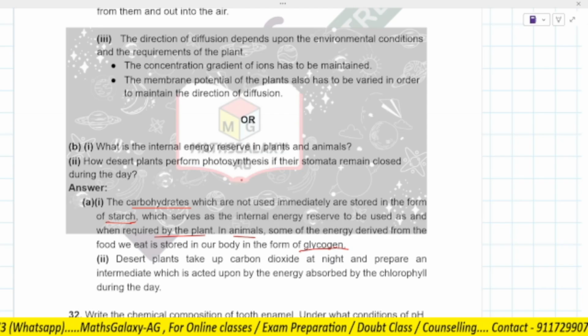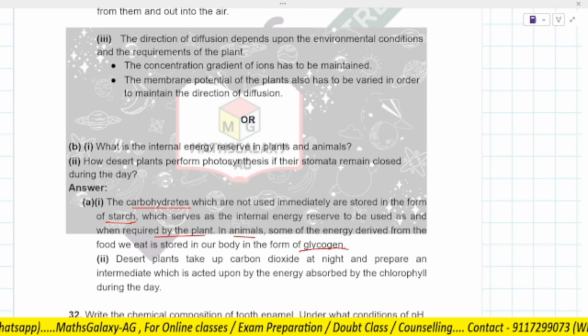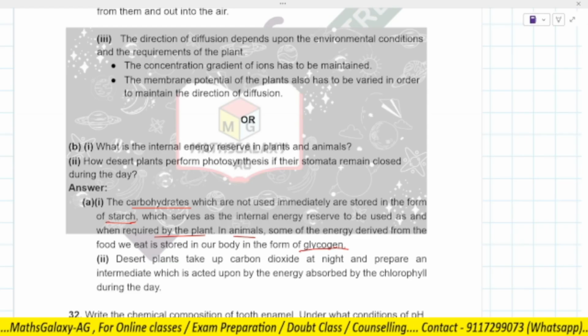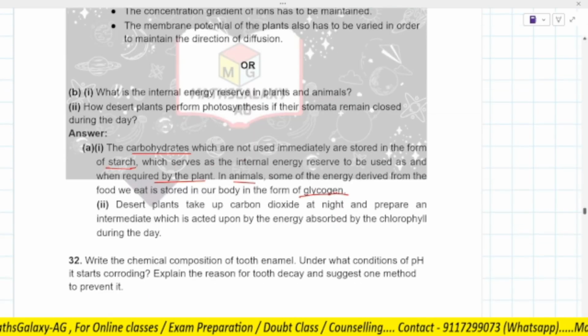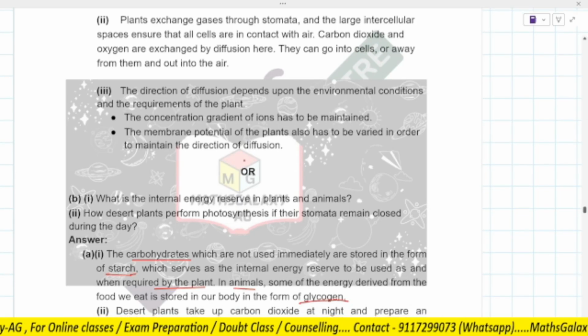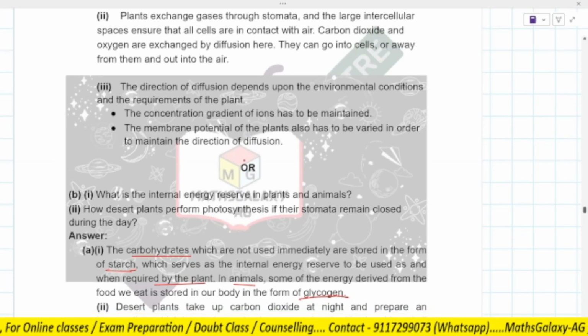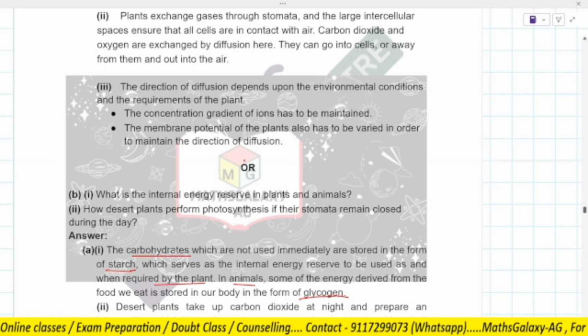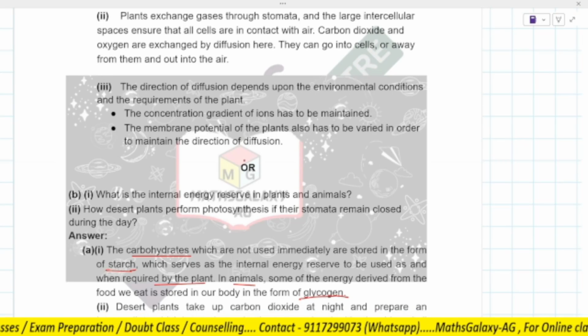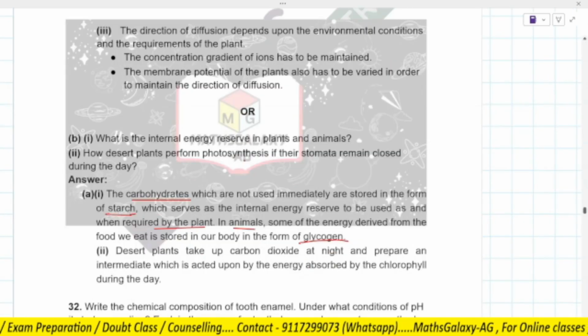Now, how does a plant perform photosynthesis if its stomata remain closed during the day? In desert plants, stomata are closed during the day. Yes. So, let's try. It's because of the heat. They take the carbon dioxide in at night. Okay.